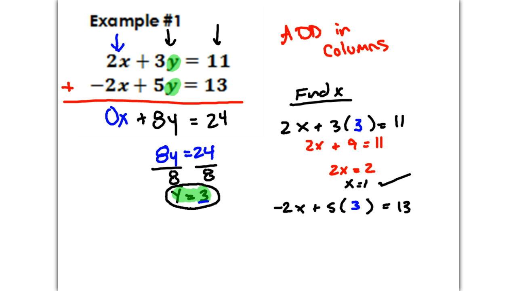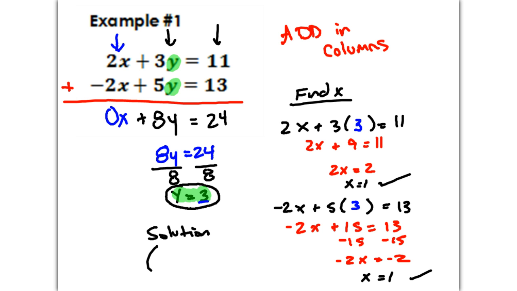With the second equation, we should get the same answer. I just want to verify that we would get the same answer. So we have negative 2x plus 15 equals 13. And again, we're going to do a few steps here, subtracting 15 from both sides. We get negative 2x equals negative 2. And hopefully here you should see that when we divide by negative 2 on both sides, we do get x equals positive 1.